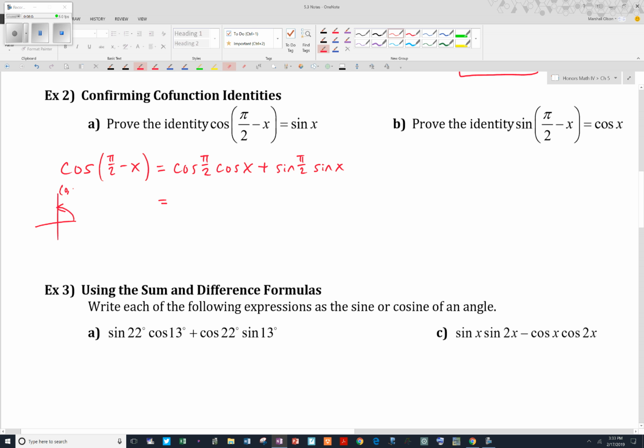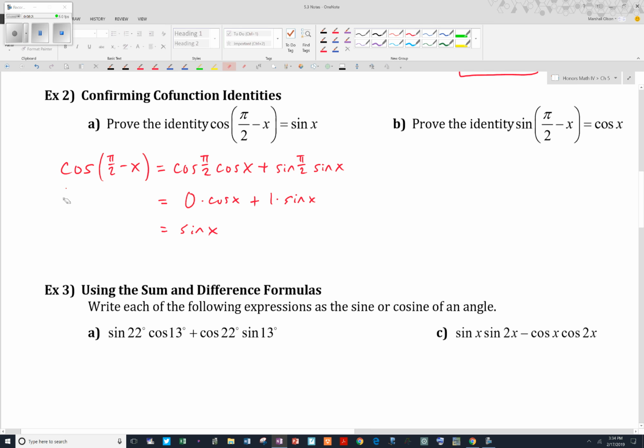We've got 0, 1, so the cosine is 0 times the cosine of x. Sine of pi over 2 is 1 times the sine of x. So this becomes, obviously, 0 times cosine of x is 0, plus 1 times the sine of x. We can just go right to the sine of x there. So we verified it. We started with the left-hand side. We ended with the right-hand side.